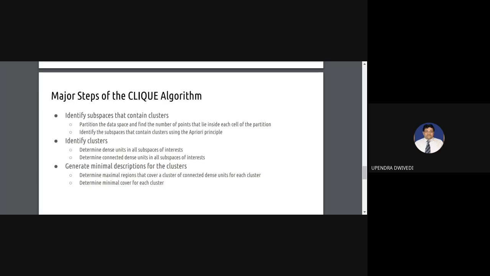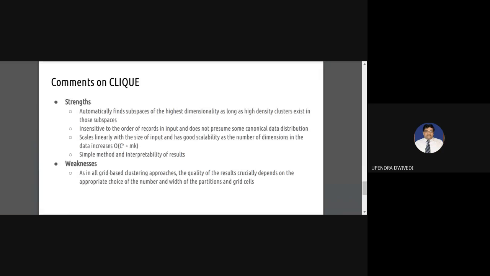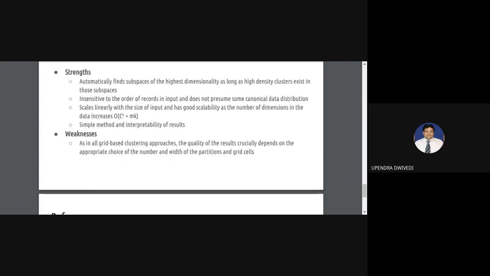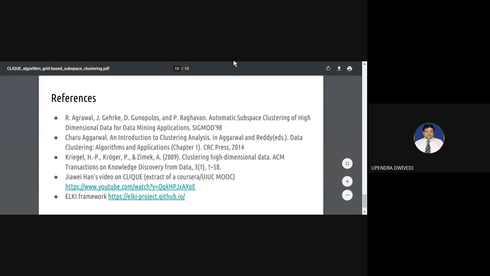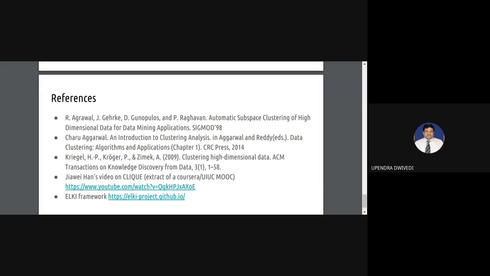Then it generates a minimal description of the cluster. So it defines the minimal description of a cluster: it determines the maximal region that covers a cluster of connected dense units and determines a minimal cover for each cluster. These are some strengths and weaknesses of CLIQUE, and I suggest you go through them. These are a few reference points that were used to make these slides.